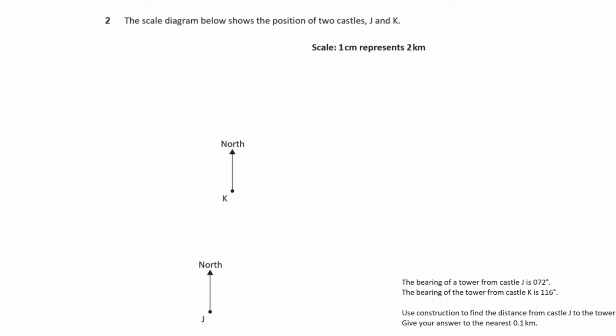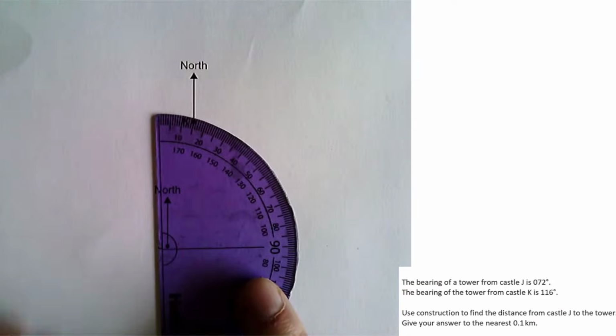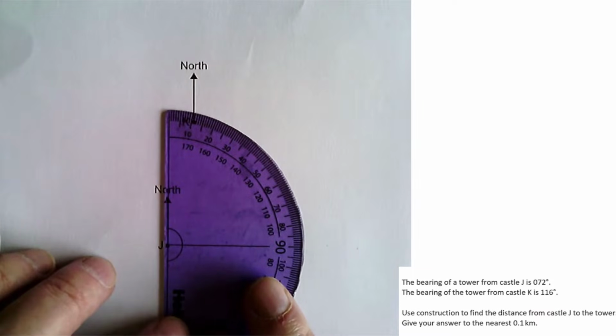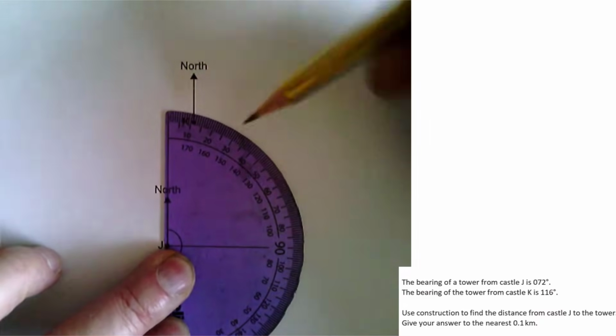Okay, so bearings are always given clockwise from north, aren't they? So in order to do this, we're going to have to use bearings, draw them on the diagram, and then see where the two lines meet. So first off, we're going to start with this 072 bearing from J. Okay, so what we need to do is put our protractor on the north line. So line up 0 with the north line. Sorry for the rather tatty protractor.